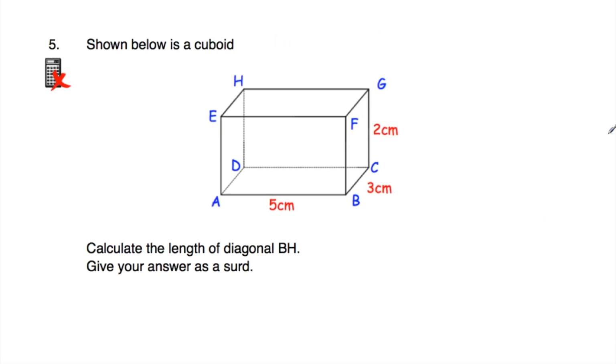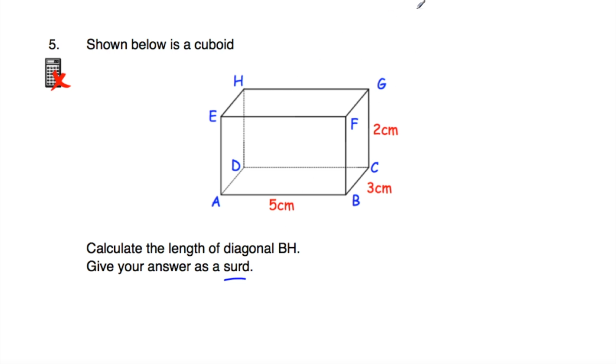Okay, question number 5. We've got this cuboid, and we've been asked to calculate the length of diagonal BH. So we want to find the length of that diagonal BH, and we need to give our answer as a surd. So this question is just like the ones we've done so far. We want to find the length of the diagonal of a cuboid. However, this time it's a non-calculator question. So we're going to have to do this without using a calculator, but we can give our answer as a surd, so we're just going to leave it as a root. Okay, so let's do that.